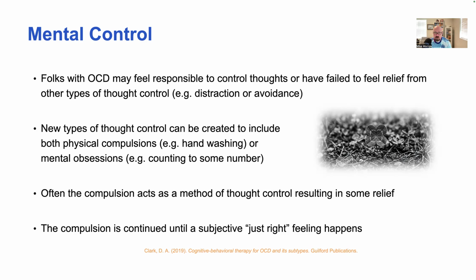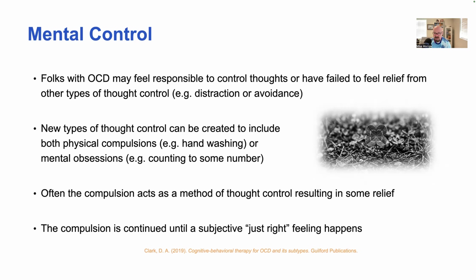Now, as far as the mental compulsions on controlling things, it may be something like I say some religious prayer over and over and over again until it feels right, or ask forgiveness over and over again until it feels right, counting to some number, doing some of the more stereotypical rituals that we've heard of around OCD, in order to find what they're always looking for, this just right feeling. Or at least that's what a good chunk of folks diagnosed with OCD report having searched for, a just right feeling. Often the compulsion acts as a method of thought control, resulting in some relief.